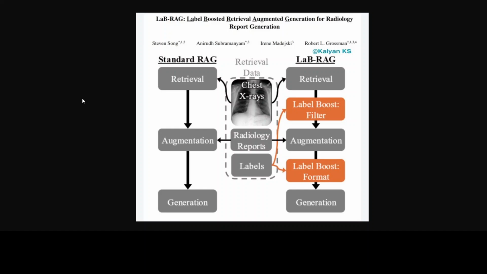Current approaches to RRG typically involve the fine tuning of vision language models on medical image datasets, but this approach can be computationally expensive and requires significant resources. Also, the use of high dimensional latent or token embeddings to represent image features can be a real limiting factor here. And LaB-RAG tries to resolve that. It is a new framework for RRG that uses label boosted retrieval augmented generation.